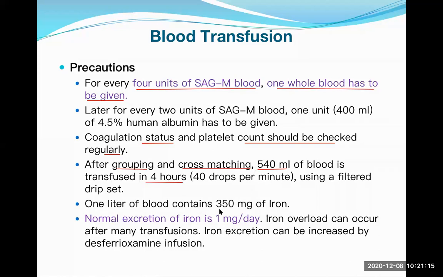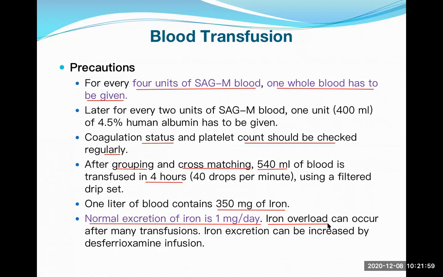1 liter of blood contains 350 milligrams of iron. Look at the amount of iron. This is a very high level of iron in the blood. And what happens to this iron? All of this is going inside the body. Now, let's talk a little bit about iron metabolism in our body. The normal excretion of iron is just 1 milligram per day. Our body cannot excrete iron in a large amount. And a lot of iron is going inside the body. So if a person is repeatedly getting transfused within a short period of time, he or she will develop an iron overload condition.